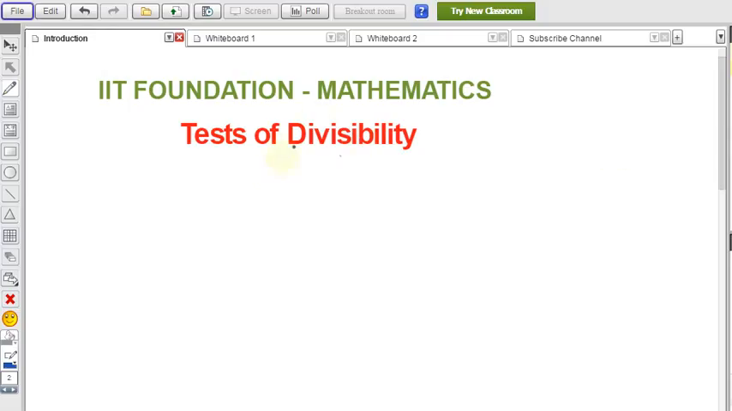In IIT Foundation Maths, in this video I will explain the test of divisibility. The use of this topic is that, without doing any division, we can check whether a particular number is divisible or not. For example, 384. Without doing actual division, we need to check whether it is divisible by 2 or 3 or 4, and so on, for any number. To verify that, we will use the test of divisibility topics.